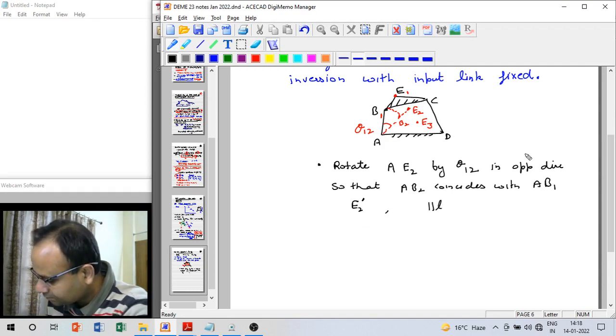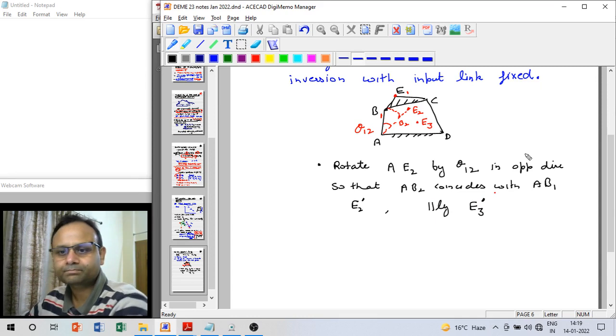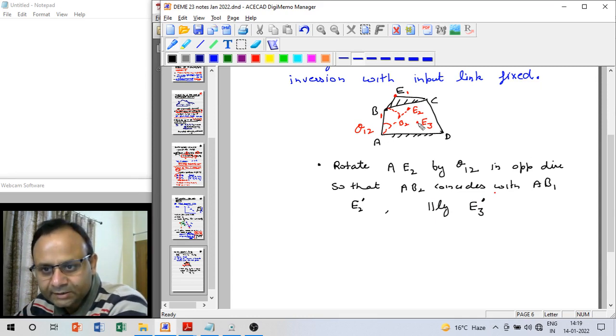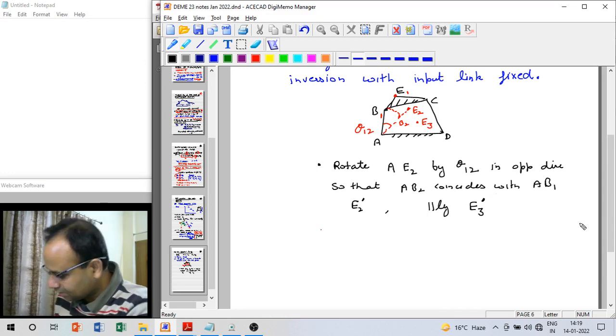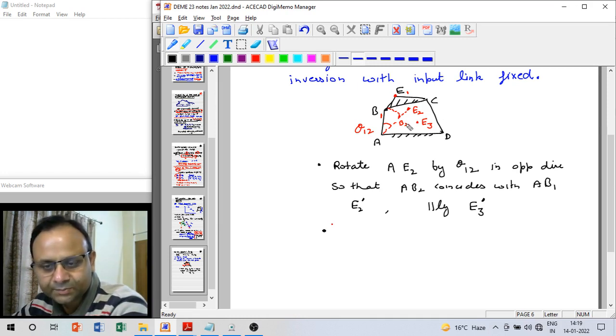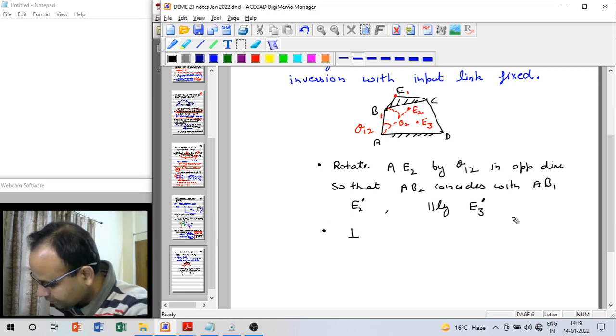Similarly, you can get E3 dash. You rotate AE3 by theta 1 3 in the opposite direction, and you get E3 dash. Now you can pause this for a minute and think how you will get point B. It is very simple. The answer is, if AB is fixed, then B will lie on the perpendicular bisector of E1 E2 dash and E1 E3 dash.